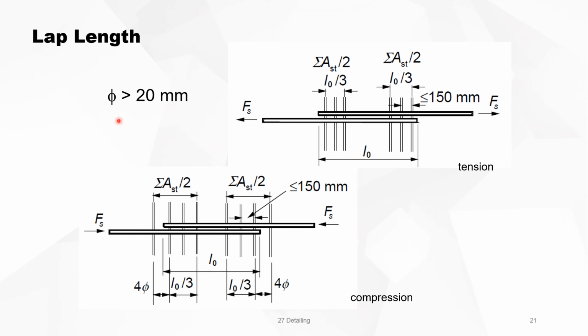For diameters bigger than 20 millimeters, there must be a check at the lap length to see if the transversal reinforcement is there and is big enough in tension and in compression. So for diameters bigger than 20, you always need a transversal reinforcement.